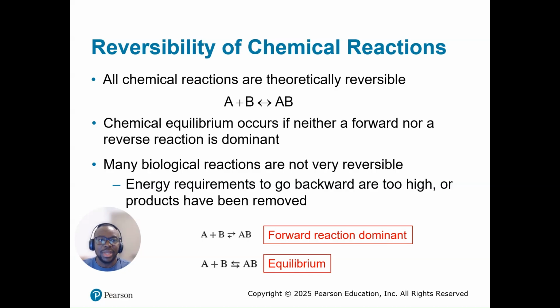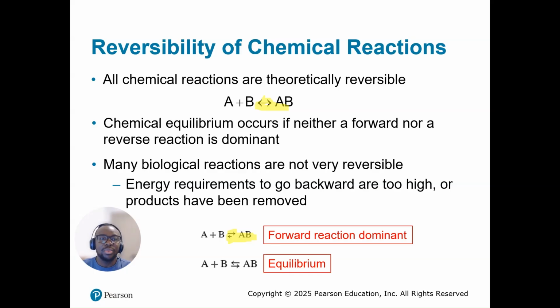Reversibility of chemical reactions. All chemical reactions are potentially reversible. If a chemical bond can be formed, then it can be broken and vice versa. Reversibility is indicated by a double-headed arrow. When the arrows differ in length, the longer arrow indicates the main direction in which the reaction proceeds. So in this reaction, the forward reaction is dominant.